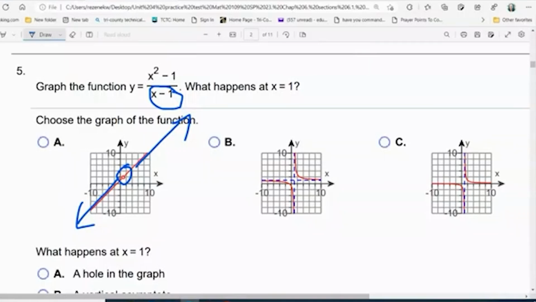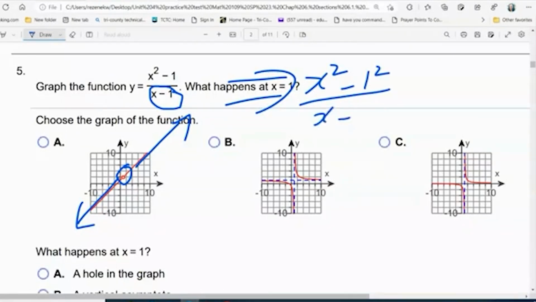So instead of being a rational function with a visible vertical asymptote, it has a hole. Why? Let's factorize the function. The numerator can be written as x squared minus 1 all over x minus 1. Therefore, the numerator is the difference of two squares. So we can rewrite it as (x minus 1)(x plus 1), all divided by x minus 1.